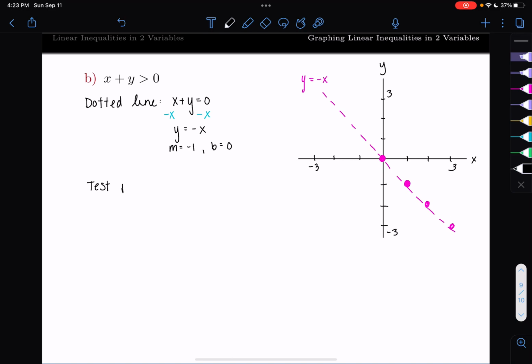Now we've got to pick a test point. And I'm going to pick here at 3, 0.